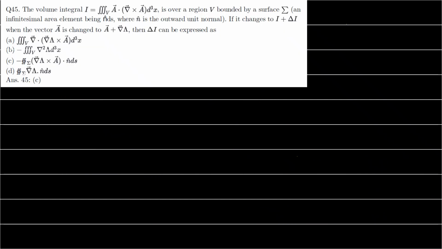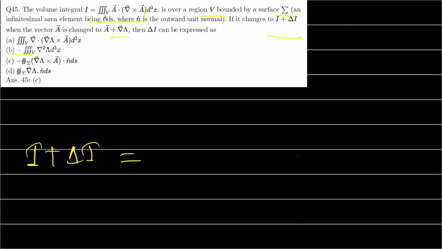Next, the volume integral I over a region V bounded by a surface S, that is, A dot n cap dS. If it changes to I plus delta I when the vector A bar changes to A bar plus grad something, then delta I can be expressed as. Now it is as per the question, I plus delta I equals, this A bar will be replaced. Now just look at this symbol, it looks like A only.